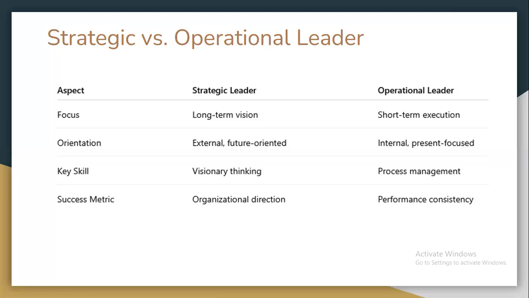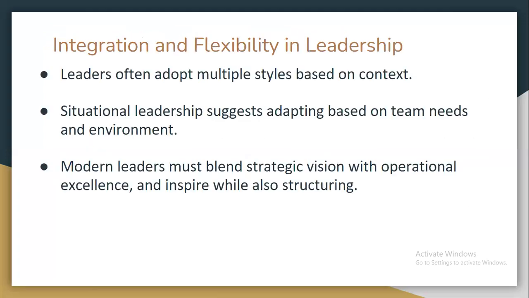Then we also say that the strategic leader is someone who is a visionary thinker, okay, thinks long term, whilst the operational leader focuses on managing the process, okay, on a day-to-day basis. And then the strategic leader finally has organizational direction, right? Whilst the operational leader focuses on performance consistency. So basically, this is the difference between a strategic leader and then an operational leader.